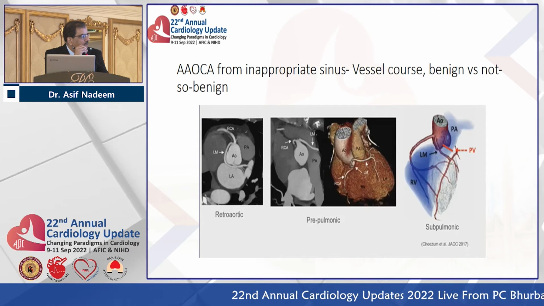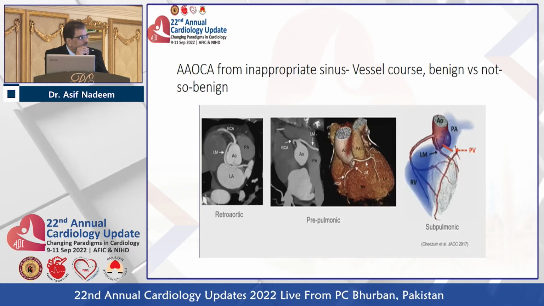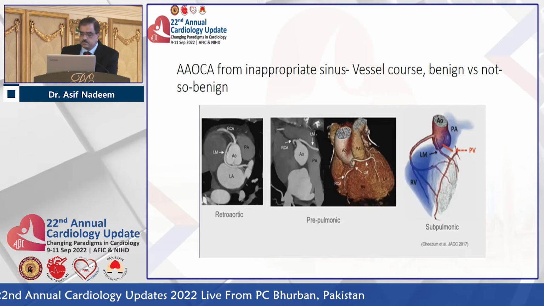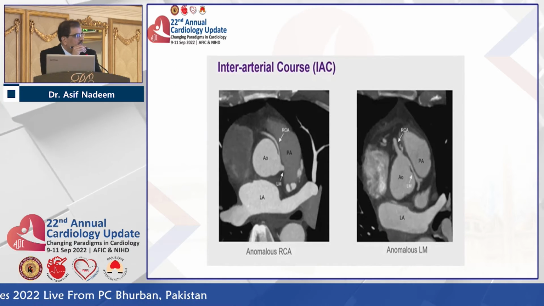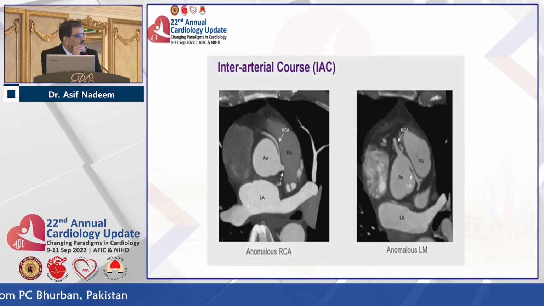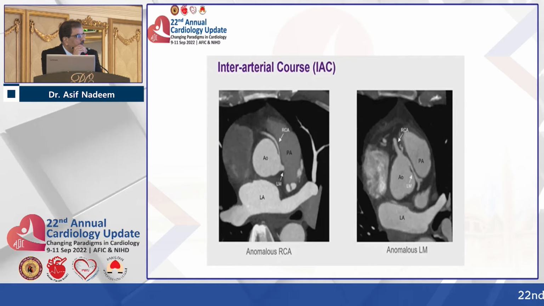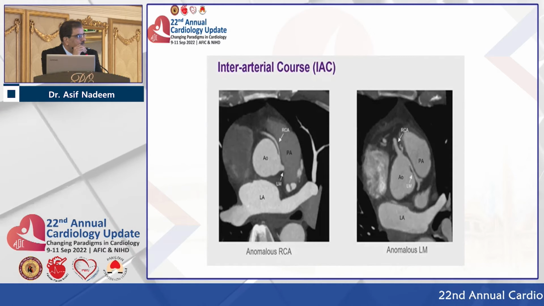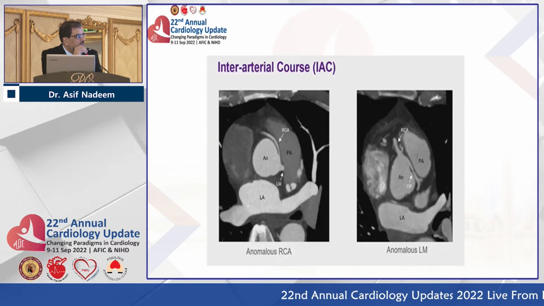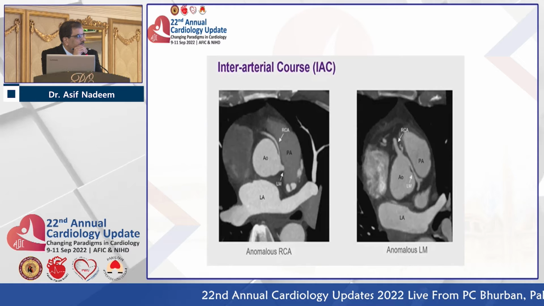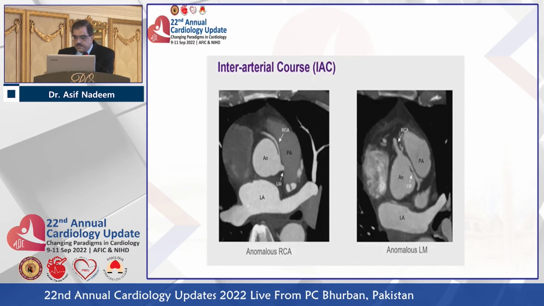So this retroaortic is okay, this pre-pulmonic is okay, and this subpulmonic is okay. This is not good. This is that potential space which I was referring to, and you can see that the right coronary artery is originating from the left sinus, and it is passing through that potential space in which it has a chance of getting squashed. And this is again a left coronary artery originating from the right sinus, and it is bad news because it is being squashed in between the two arteries.